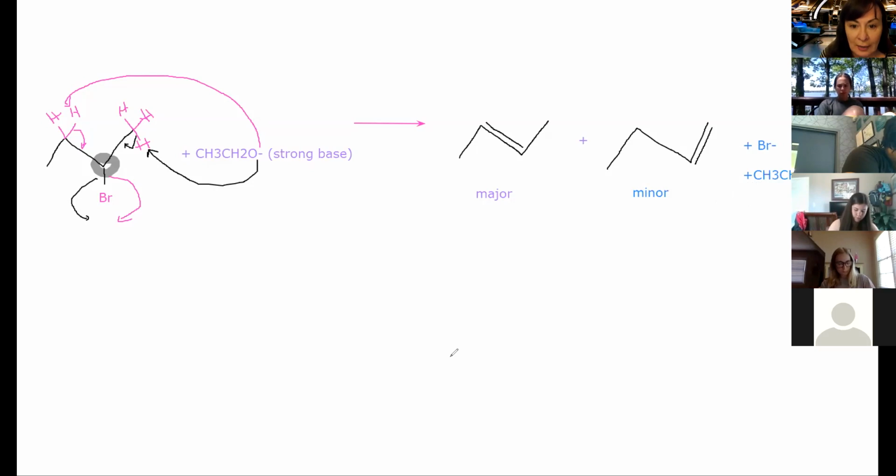How did we figure out who was the major and the minor? We use Zaitsev's rule. Are we getting on board with these things? Does that make sense to everybody? Yes. Yes, it definitely makes more sense. More or less? Okay. So maybe we should go back to the overheads, or maybe we should do a different example here before we move on.